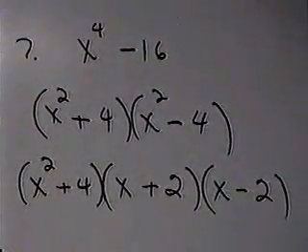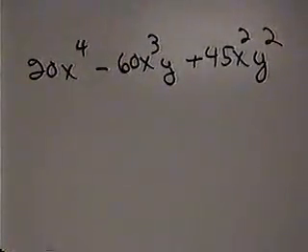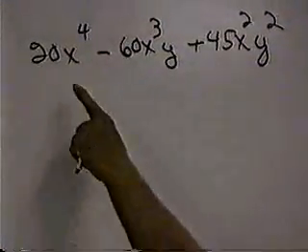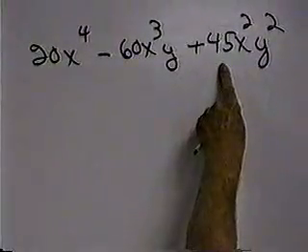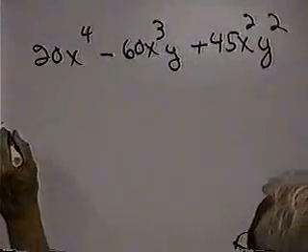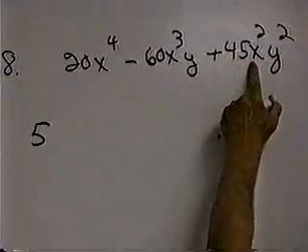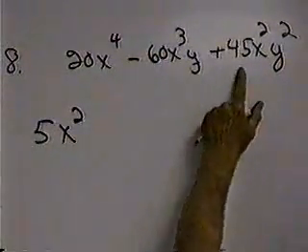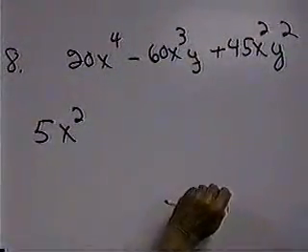All right, let's go to example 8. And it looks just like complication, but it's still the same process. Common factor. What divides into 20 and 60 and 45? Well, I guess 5 would do it. So we'll divide a 5 out. And x^4, x^3, x^2, so we'll take out an x squared. Y, no y, so we can't take out a y because there's not one here. So I guess we're through.